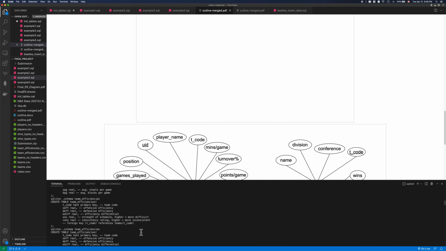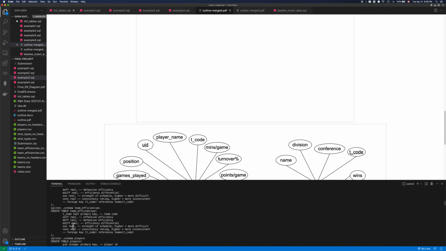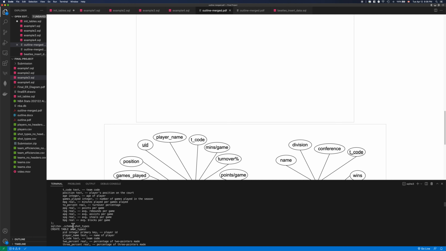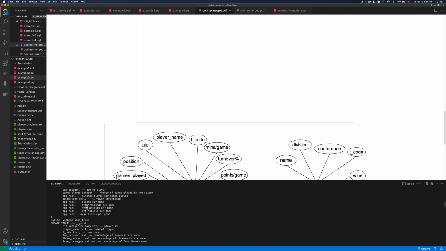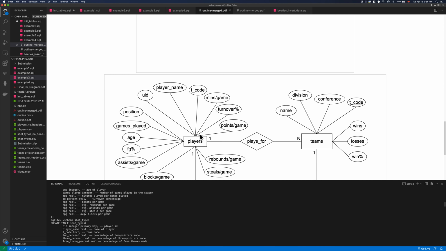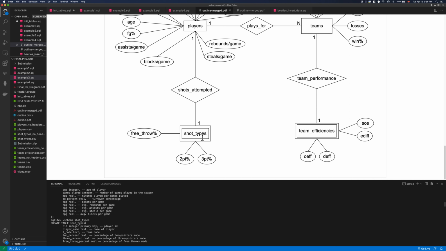I'll just go over the schema. So for the players, PID is the primary key. Real is just like a decimal type. Then the team efficiencies, and the shot types that correspond to a player. So each player has their own set of shot types.